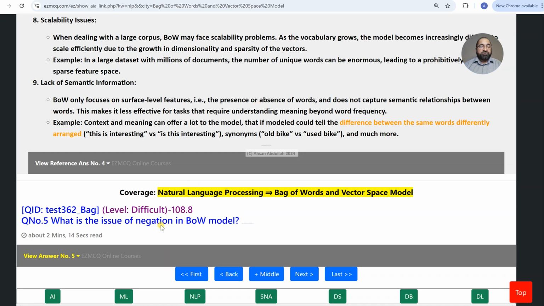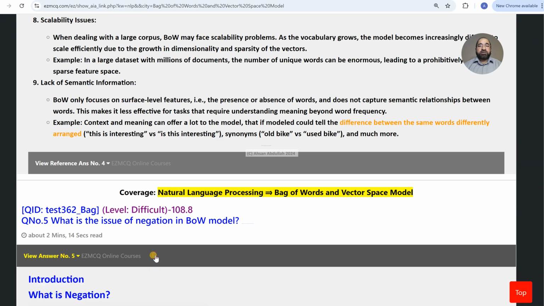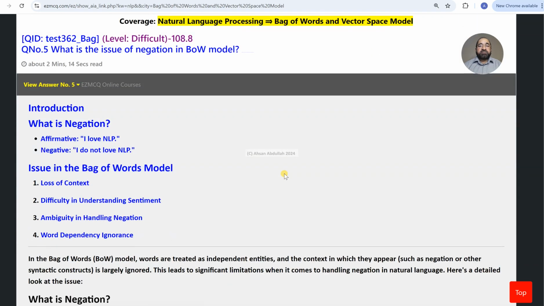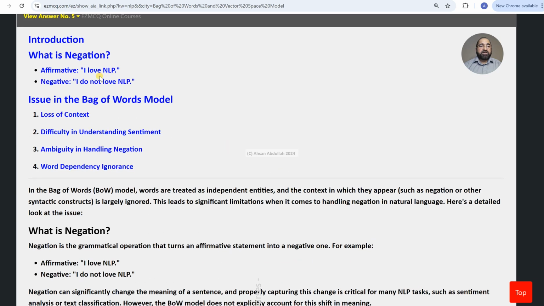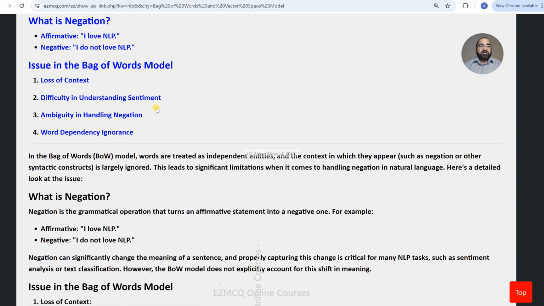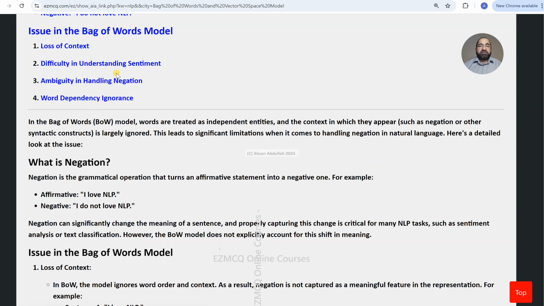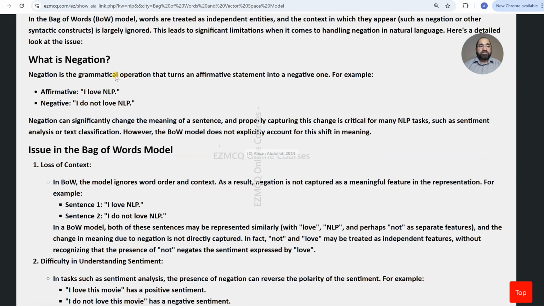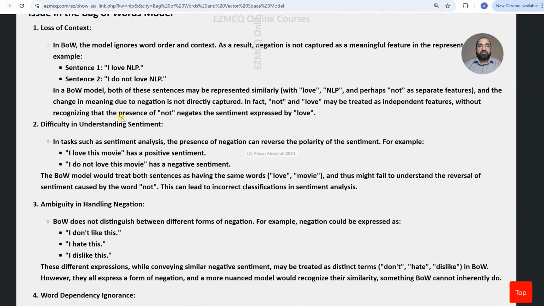So what is the issue of negation in the bag of words model? There is one simple negation, for example, "I love NLP" and "I do not love NLP". In this case, the sentiment is not very difficult to understand, and there is no ambiguity. But let me give you a more complex example.